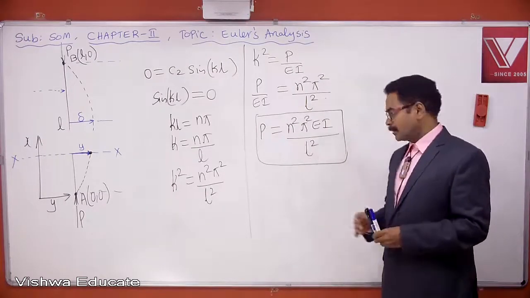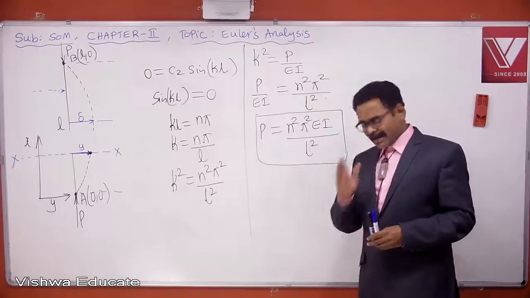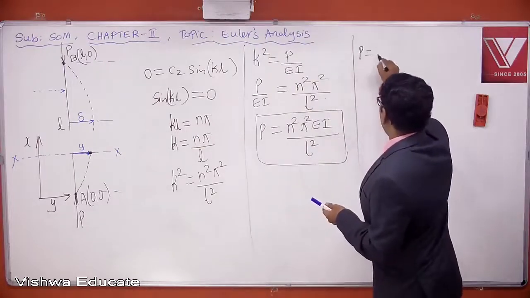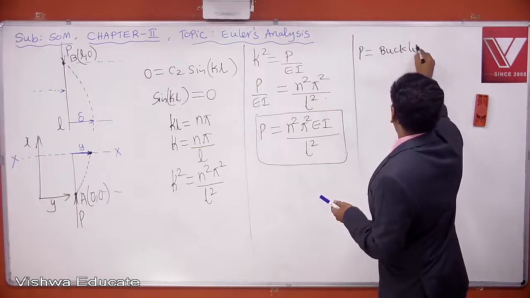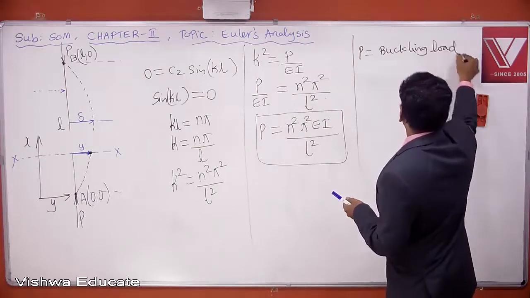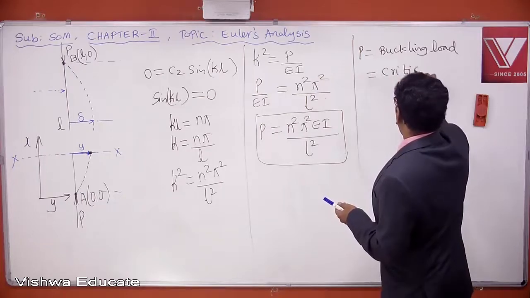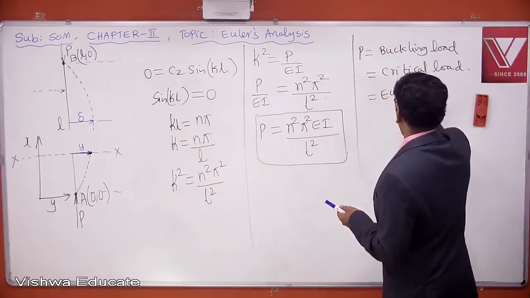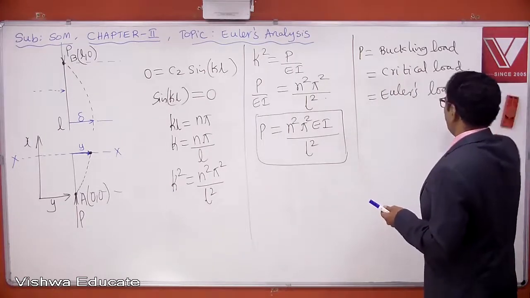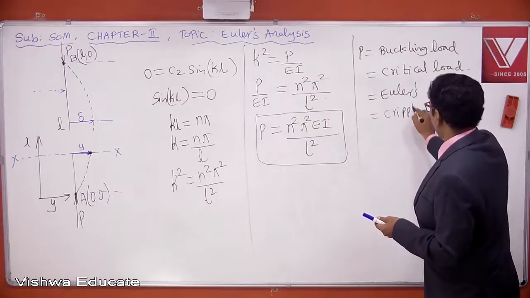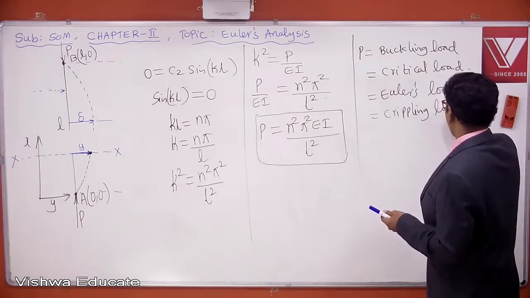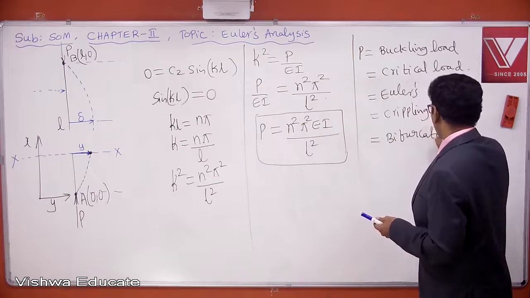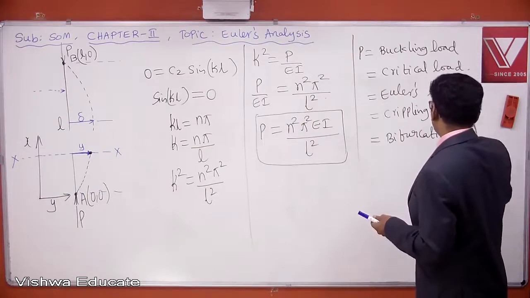I think you would have written these contents. Write what is P. P is equal to buckling load or critical load or Euler's load or crippling load or bifurcation load, etc. Please copy all these words.